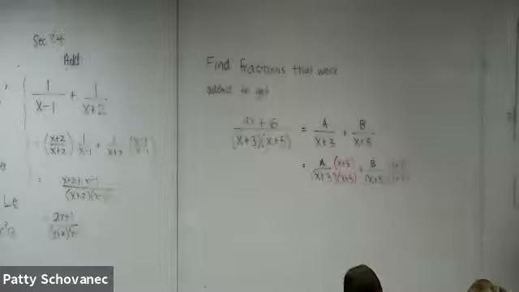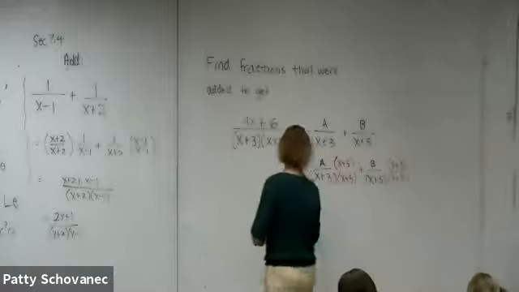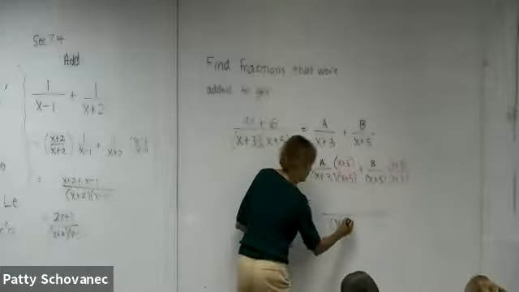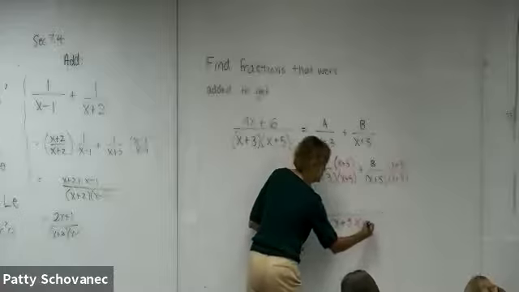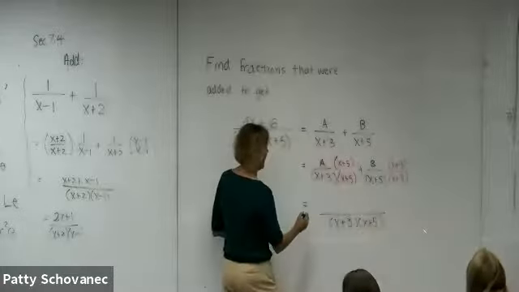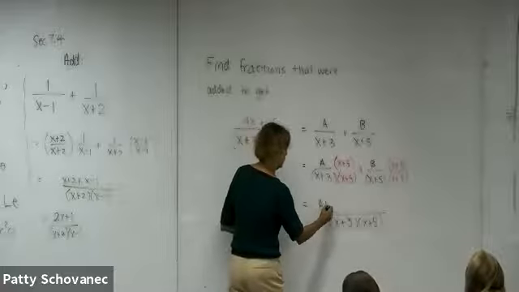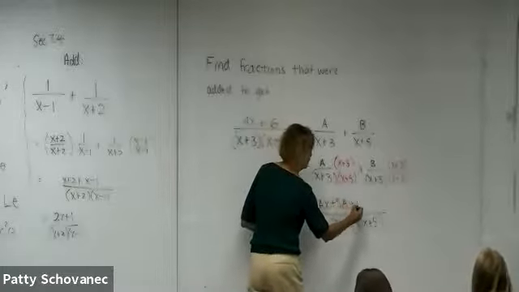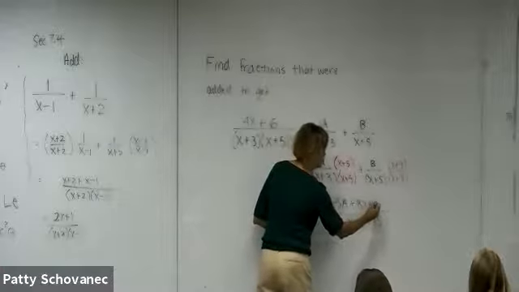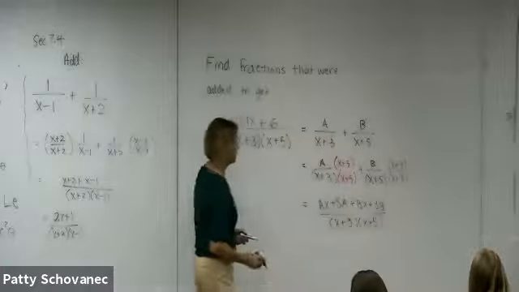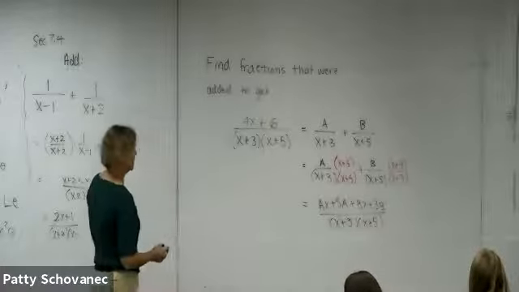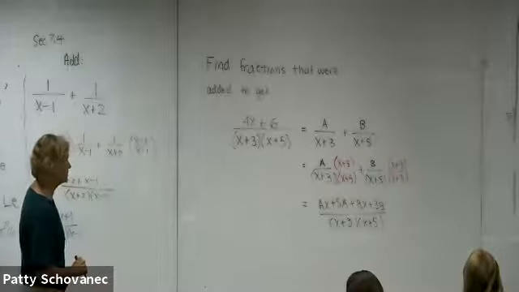I can expand the stuff on top. Here's that common denominator. On top, I get ax plus 5a plus bx plus 3b. And I need that to look like 4x plus 6 over x plus 3 times x plus 5.